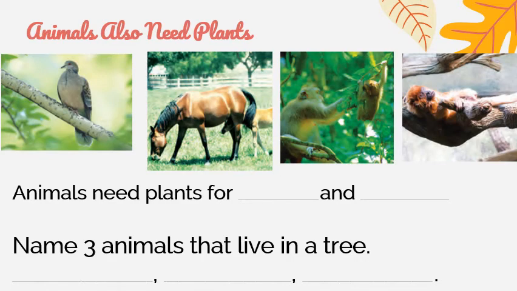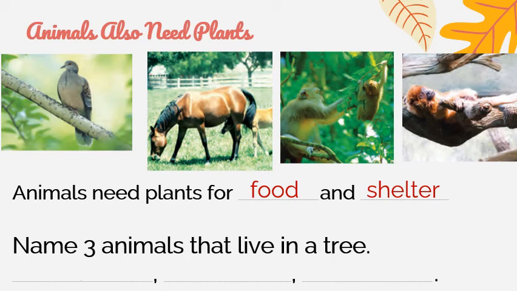Animals also need plants. Let's learn how or why animals need plants. Animals need plants for shelter and food. Here we can see a bird, a horse, and a monkey. So, where do birds live? Where do monkeys live? Animals need plants for food and shelter.